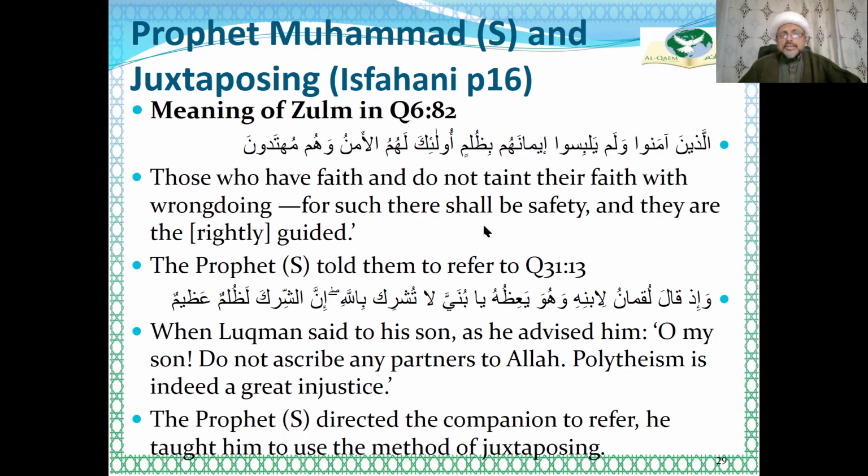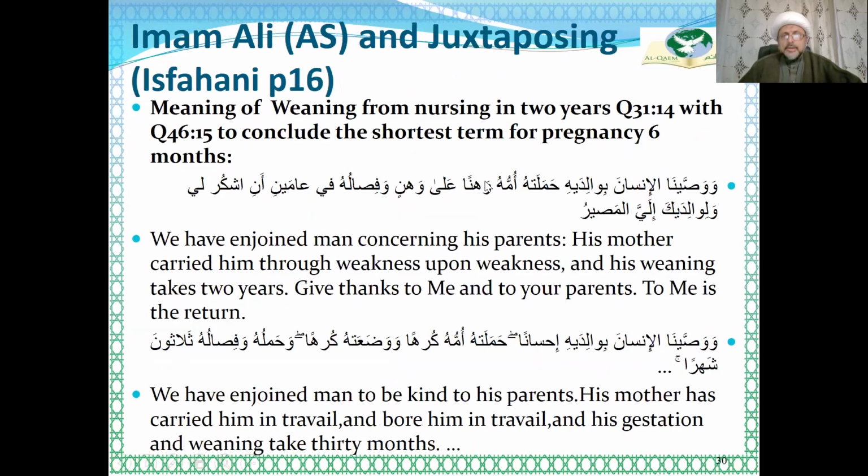And our imams, they used it, as I mentioned in the story of Imam Muhammad al-Jawad. Imam Ali used it. Bismillah ar-Rahman ar-Rahim. So this is an issue of pregnancy. There was a case where a woman brought a child and it was 6 months old. So they doubted that before the marriage, she must have done an act of adultery or wrongdoing. So they were going to punish her.